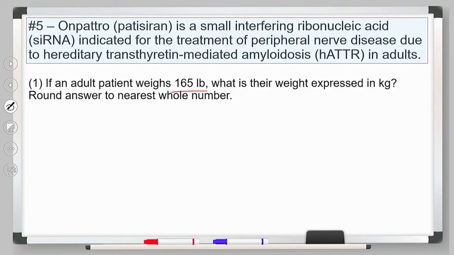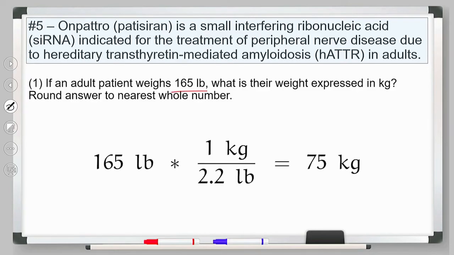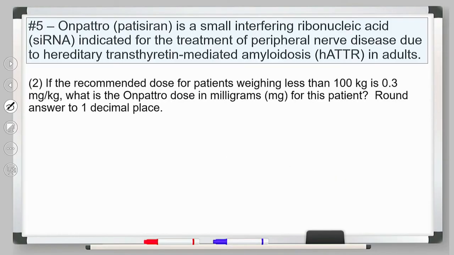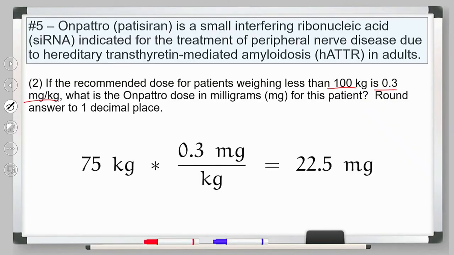We were given a weight in pounds, 165 pounds, so the first step is to convert pounds to kilograms. 165 divided by 2.2 means this patient weighs 75 kilograms. Now I know their weight. In patients less than 100 kilograms, it's 0.3 milligrams per kilogram. All right, so since we're at 75 kilograms, that works for us.